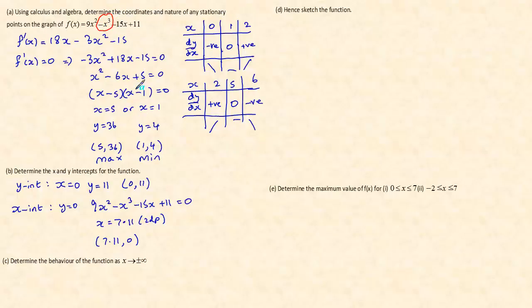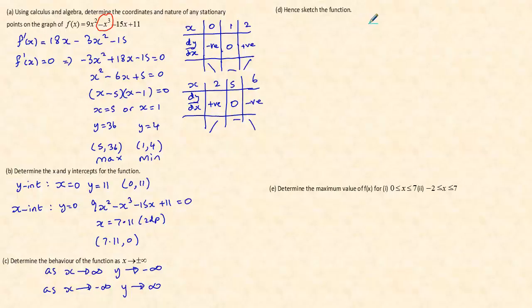Now the behavior as x tends to positive or negative infinity, note that the leading term is negative x cubed. Now as x tends to positive infinity, x cubed will be positive, so negative x cubed will be negative, so y is going to tend to negative infinity. As x tends to negative infinity, so the x cubed will be negative, negative negative is a positive, so y will tend to infinity.